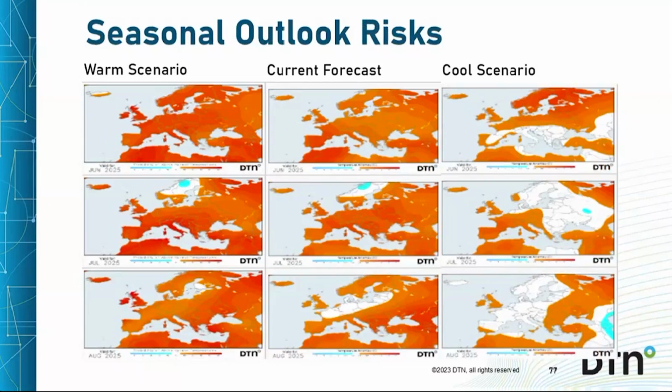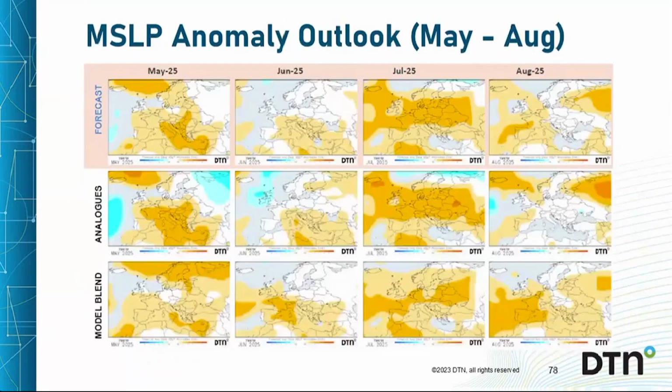Now, breaking down the alternate scenarios, month by month looks like this. August has the coolest risks, but there's not really anything notable in the way of colder conditions at this stage. Sea level pressure anomalies look like this, with our forecast on the top row, the analog composites on row 2 and the model blend on the bottom row.